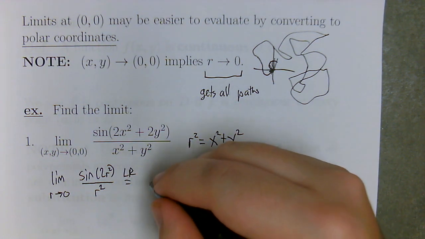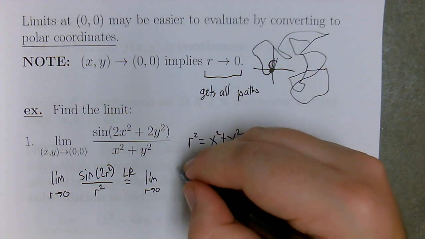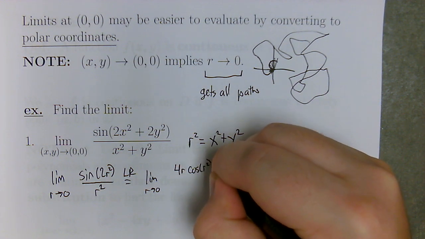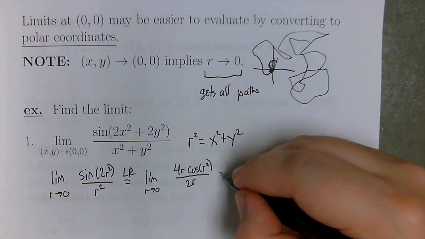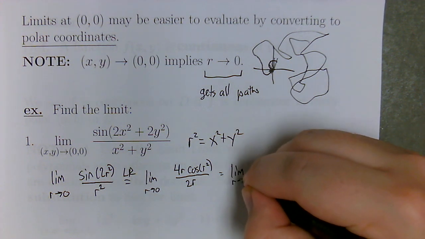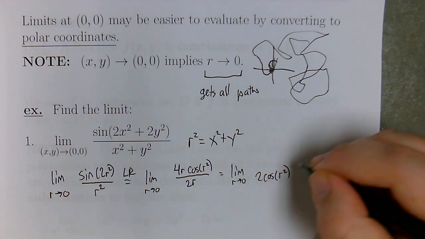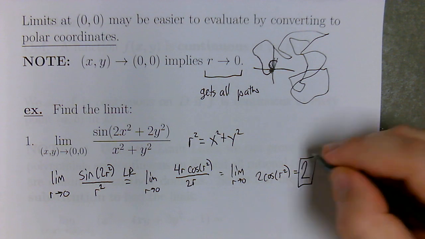We could use L'Hopital's rule here. So this is the limit as r goes to 0. And we're going to get 4r cosine of r squared divided by 2r. All right, well, this can simplify, and we end up just getting 2 cosine of r squared, and then we could substitute in r directly and end up getting 2.